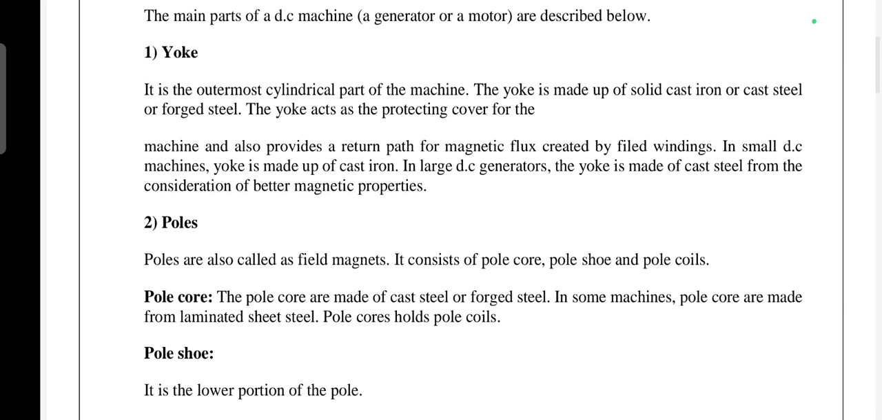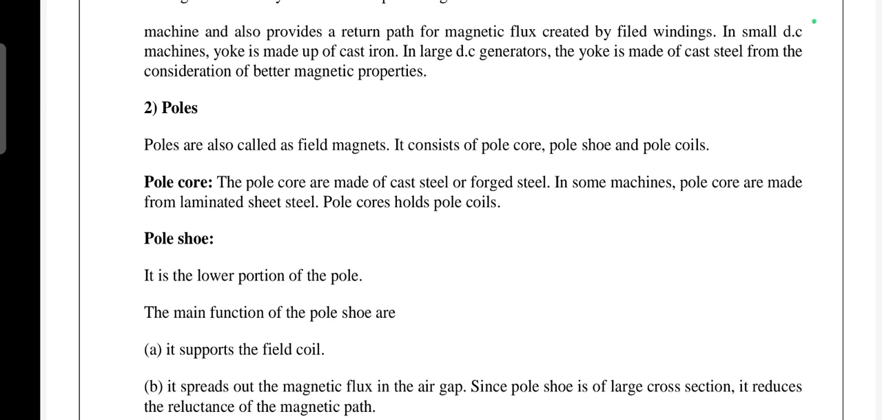also provides a return path for the magnetic flux created by the field windings. In small DC machines, the yoke is made up of cast iron. In large DC generators, the yoke is made up of cast steel because of its better magnetic properties. And then the second one is poles. The poles are also called field magnets.